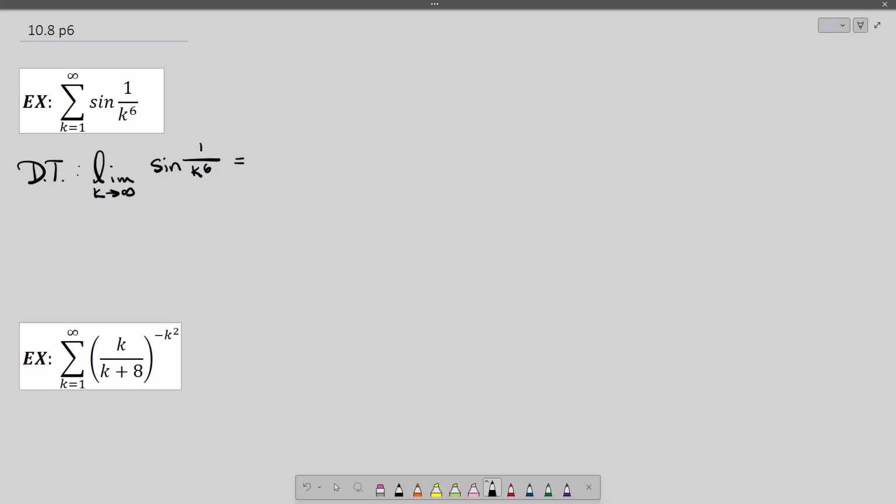And what is that limit going to be? 0, right? As k goes to infinity, we are taking the sine of 0. The sine is a continuous function, so the limit jumps inside. 1 over k to the 6 as k goes to infinity is going to be 0. So this is going to be sine of 0. Sine of 0 is 0. So this means that this is inconclusive for the divergence test.